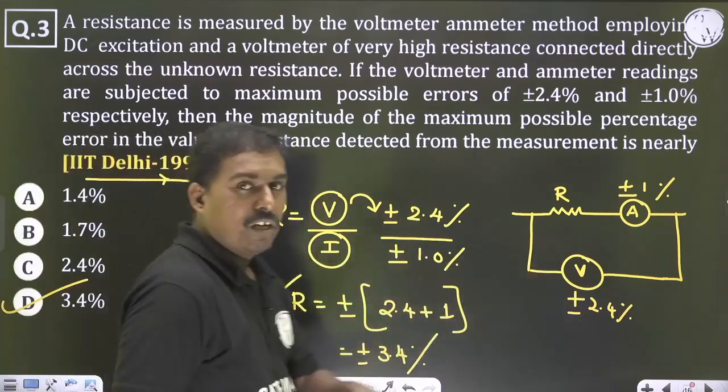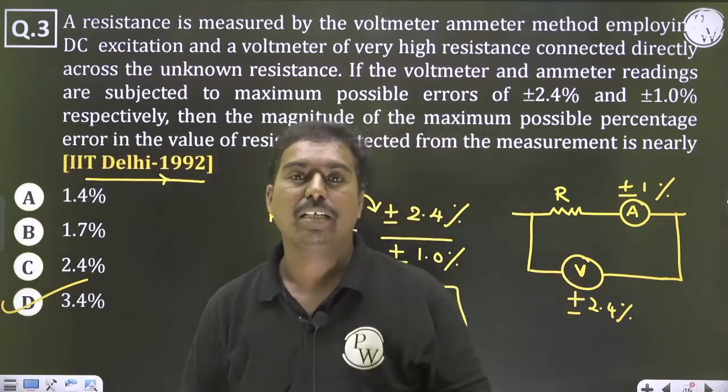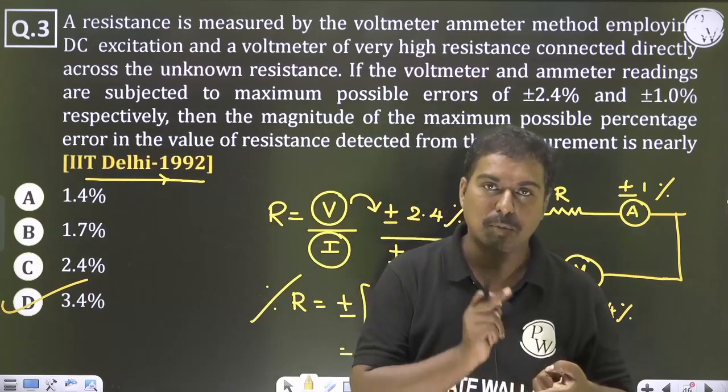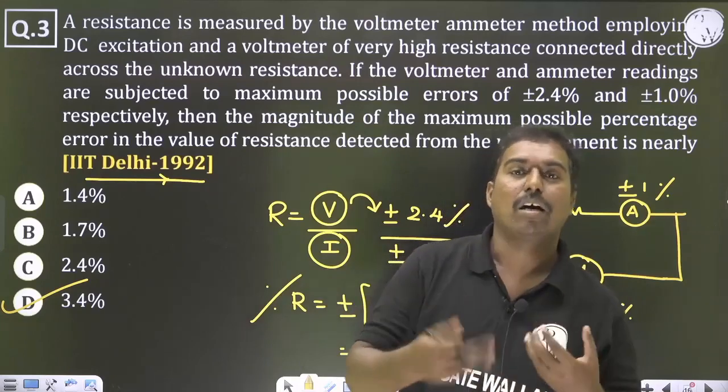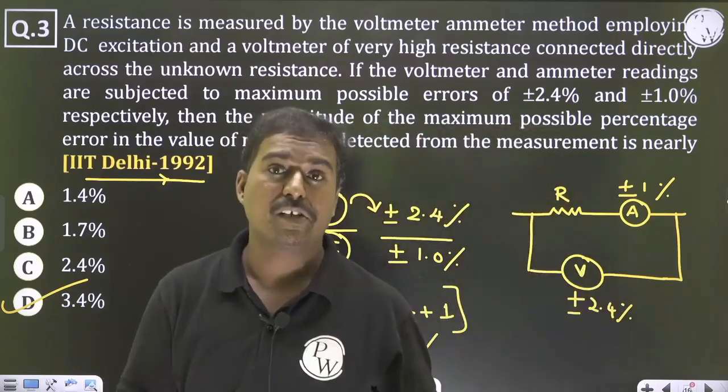Like this, every year we get one question on errors, either in terms of the calculation of the percentage of limiting error, or sum of the quantities, or division of the quantities, product of the quantities, or parallel resistors.